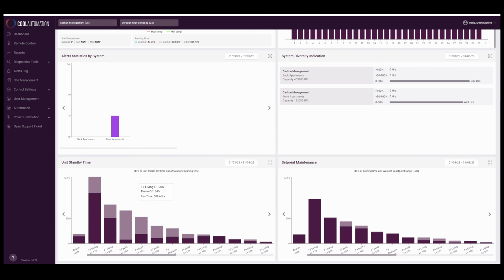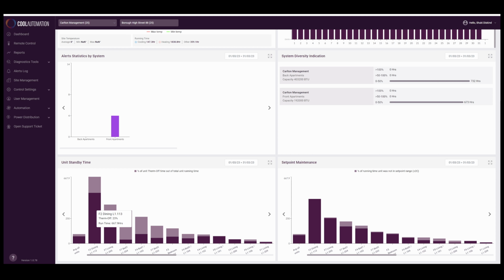Then we have unit standby time. So we want to know, from the operation time, for how long the unit was actually operating, requesting cooling or heating from the compressor, and for how long it was in thermal off, which means it was not cooling or heating as the room temperature was satisfied.